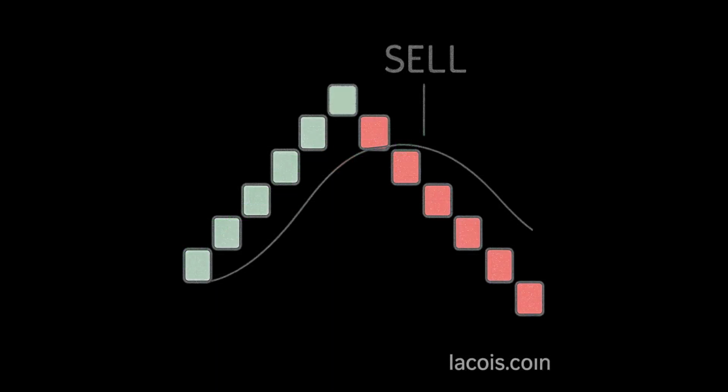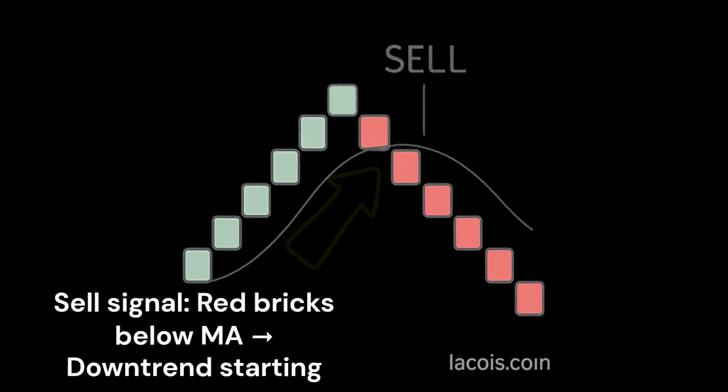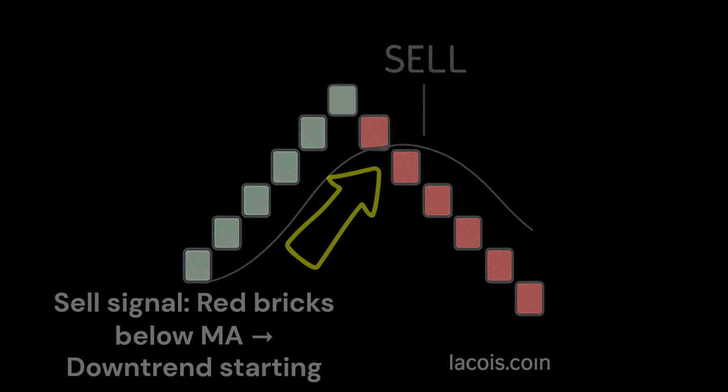A Renko sell signal works in reverse. As price crosses below the moving average, red bricks begin to stack down. This signals bearish pressure, especially if the moving average flattens and starts turning down. This crossover gives you early warning of a possible downtrend.